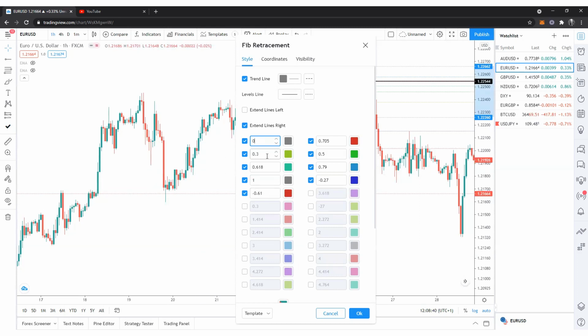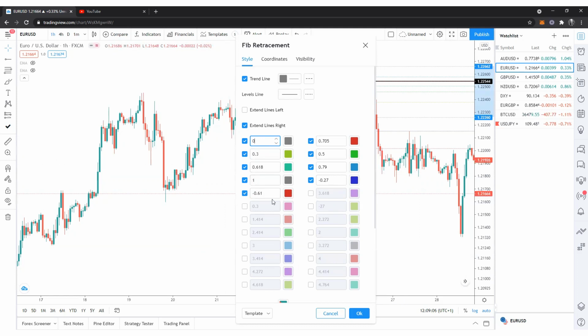I've got 30%, and we'll cover why I've got 30% on there. Minus, I've got the 0.618, which is the 61.8. I've got 0.79, 0.705, because these are done in decimal places and they convert it into percentages after. I've got my 3 take profit targets, which are 0, -27, -61.